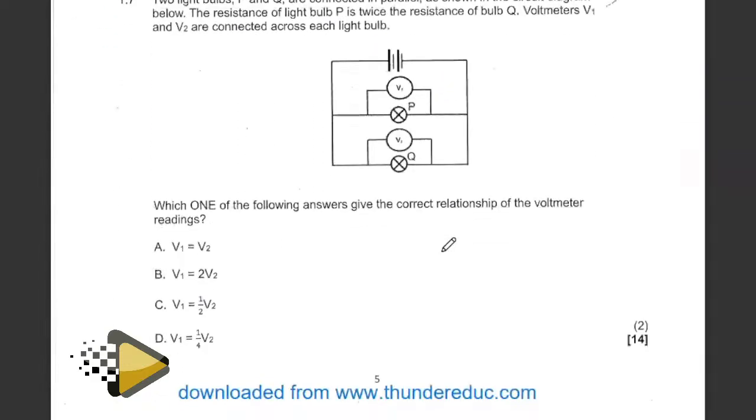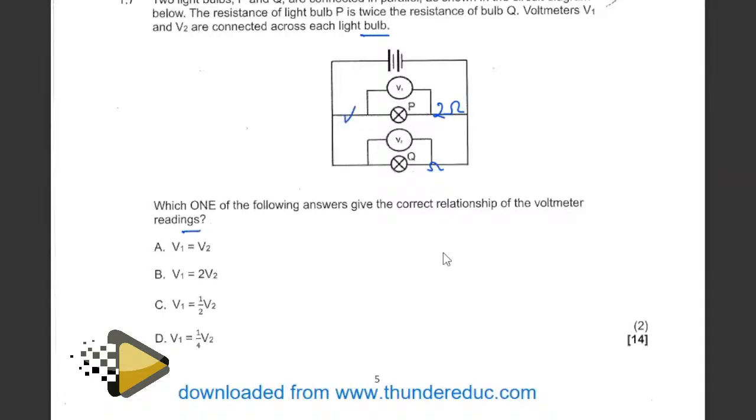Then 1.7: two light bulbs, P and Q, connected in parallel. You can see that the resistance of P is twice the resistance of Q. If this is just 1 ohm, this is going to be like 2 ohms. If this is a 2, that will be a 4. Voltmeters V1 and V2 are connected across each. Which of the following statements will give the correct relationship of the voltmeter readings?